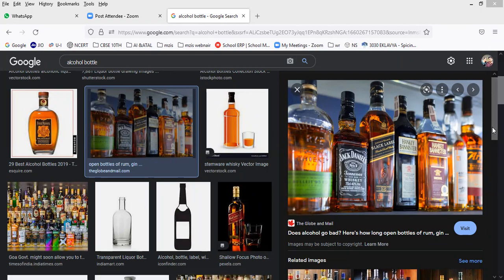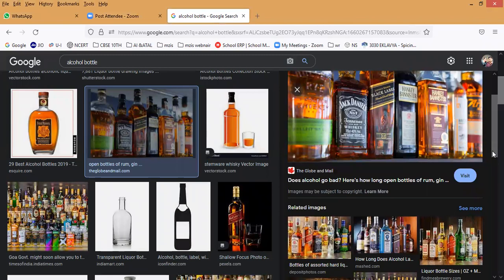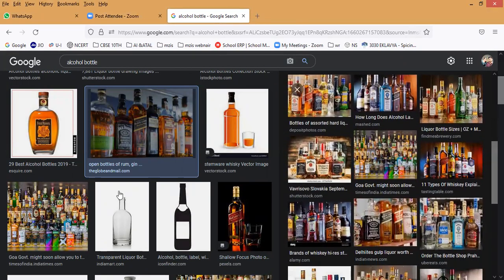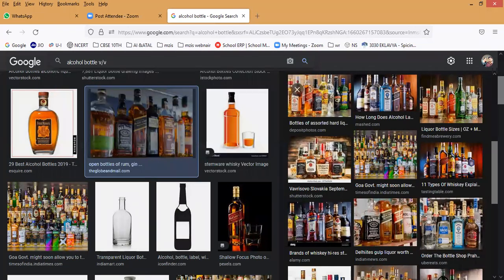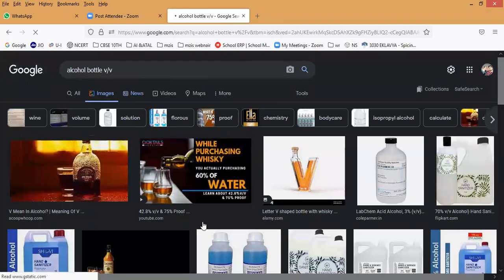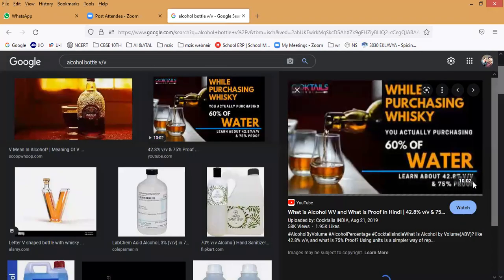It means, how much alcohol is present for every 100 ml? 40 ml of alcohol is present. That is what you have to remember. So this is what you can see. Whiskey is one of the famous brands, and you are actually purchasing 60% water. Have you seen what they mention there? They mention V by V. Can you see here?